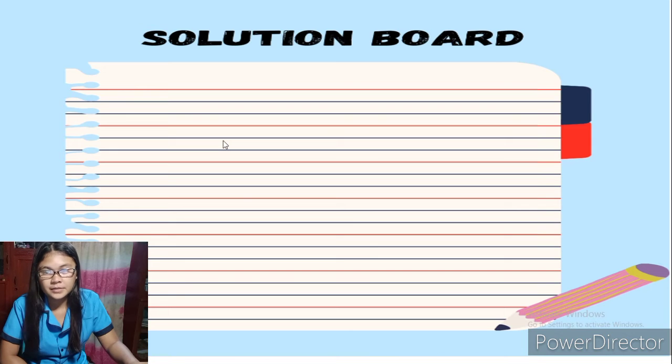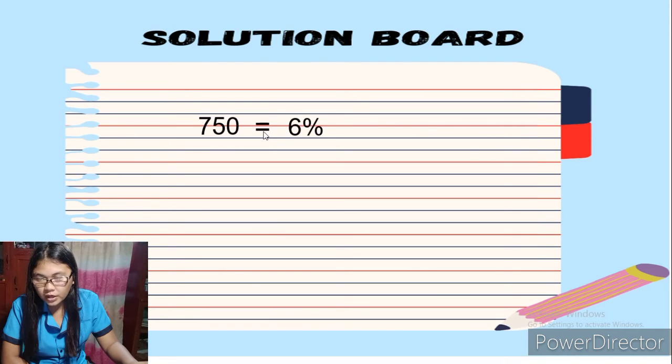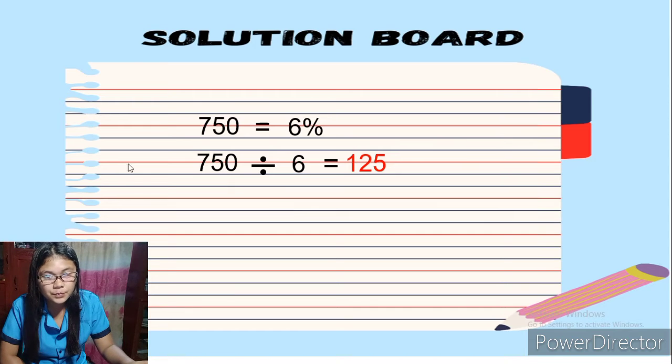So, logically, 750 is equals to 6%. Susubukan nating i-divide. I-divide natin talaga as in yung 750 into 6. Now, 750 divided by 6 is equals to 125. So, but, ang investment is equals to 100%. So, 125 is equals to 1%.